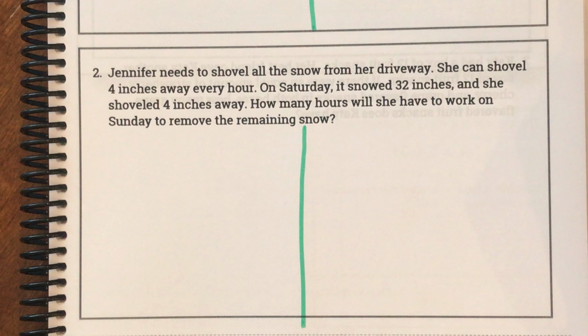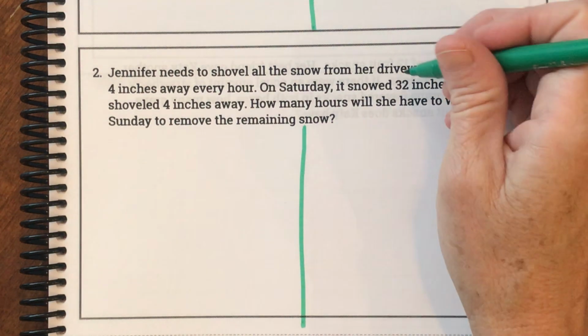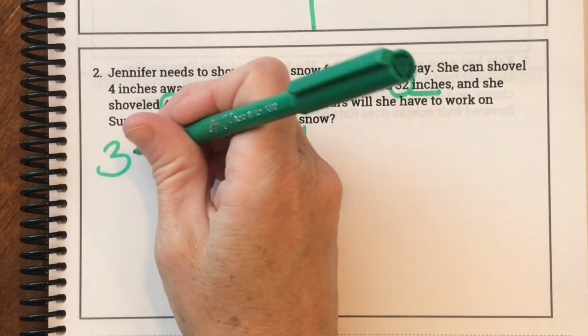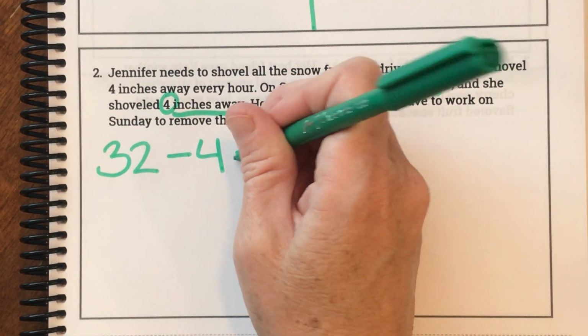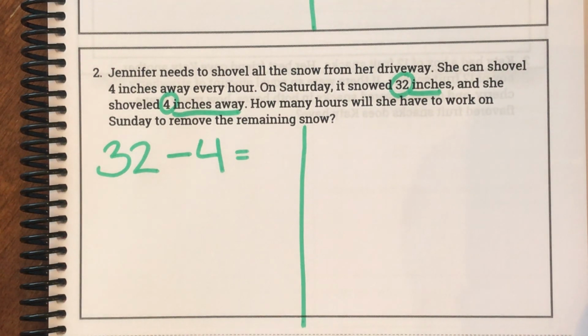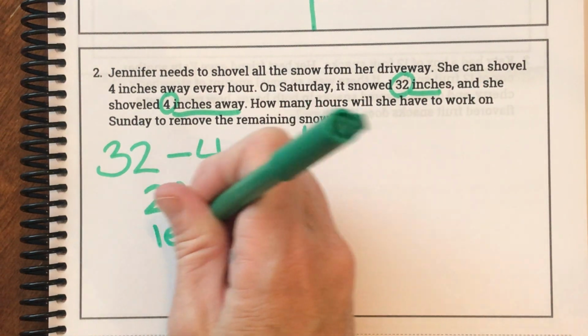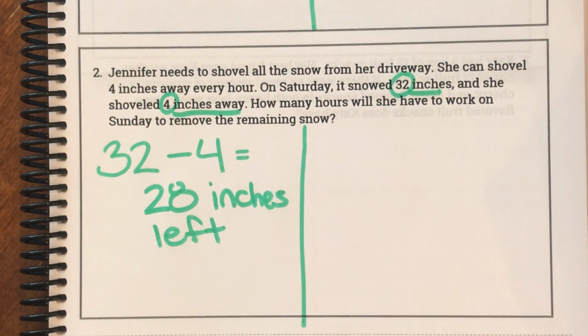So what's the story? She has so much snow and she's going to do 4 inches in an hour. So I think the first thing we need to figure out is how much snow she has to do on Sunday. She had 32 inches and she already did 4 inches on Saturday. So how many inches does she have left? You could count backwards if you need to, but she has 28 inches left of snow that she has to shovel on Sunday.